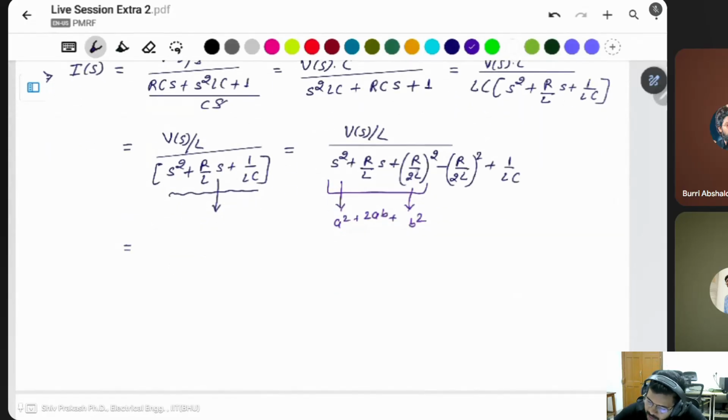Always you have to simply add this term, the multiplication of that one s term and half of this one squared, add and subtract only, then we will get the final perfect square. This will be a is s, b is R by 2L, squared, plus this thing is 1 by LC minus R by 2L squared.